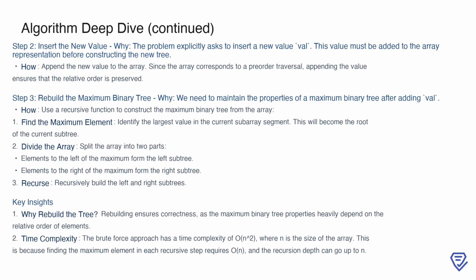The process of rebuilding the tree involves three key steps. First, we identify the maximum element in the current subarray, which will serve as the root of the subtree. Next, we divide the array into two parts. Elements to the left of the maximum value will form the left subtree, while elements to the right will form the right subtree. Finally, we recursively apply this process to construct both the left and right subtrees. Rebuilding the tree in this way ensures that the new structure adheres to the rules of the maximum binary tree. However, it's important to note that this brute force approach is computationally expensive, as finding the maximum element in each recursive step requires linear time, leading to an overall time complexity of O(n^2).